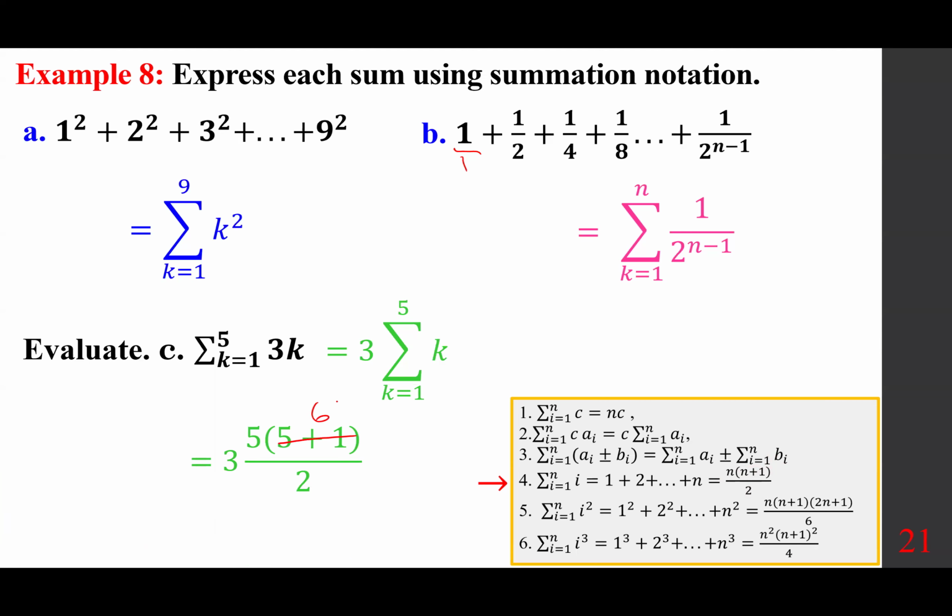And this is 6. With 2 goes away with 3. And you get 3 times 5 times 3. 3 times 15, making it 45. So again, I believe it's pretty straightforward, everybody.